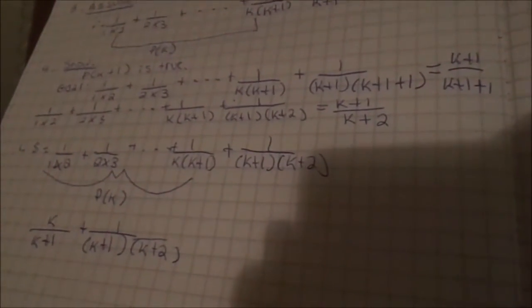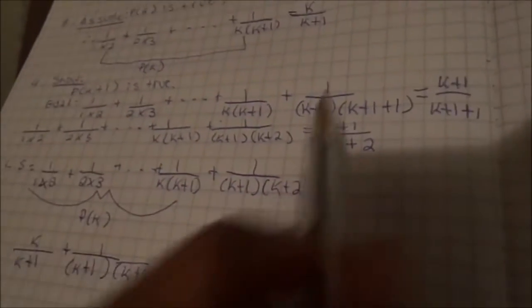And as you can see here, there's K plus 1 on top and bottom, so these things can cancel out, which leaves me with K plus 1 over K plus 2. And that equals the right side from before, from the previous page, which was K plus 1 over K plus 2, right over here. Which means the left side equals the right side, and therefore PK plus 1 is true.